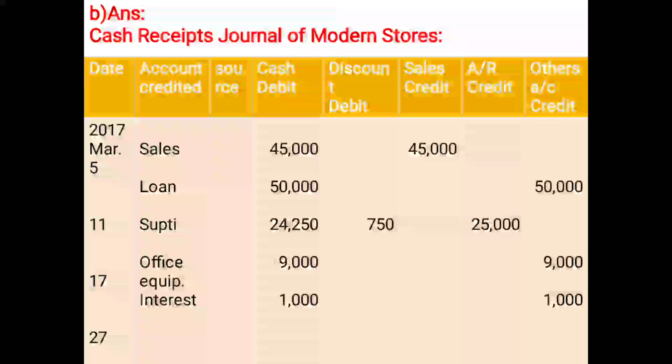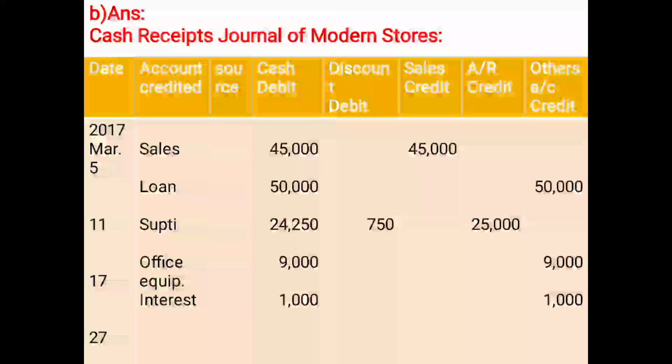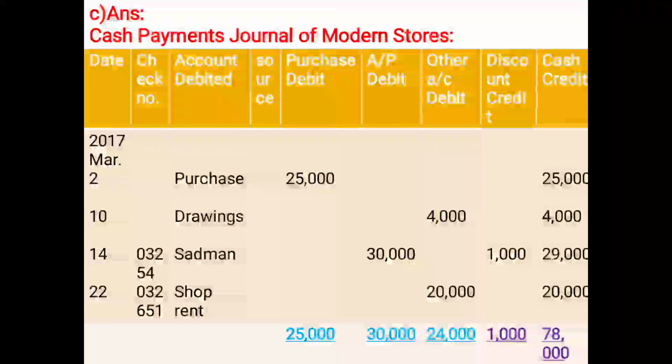Now you can go for solving requirement C, that is the cash payment journal of Modern Stores. At first you have to draw the format of the cash payment journal. You know the total number of columns of the cash payment journal: date, check number, account debited, source, purchase account debit, accounts payable or creditors debit, others account debit, discount account credit, cash account credit.